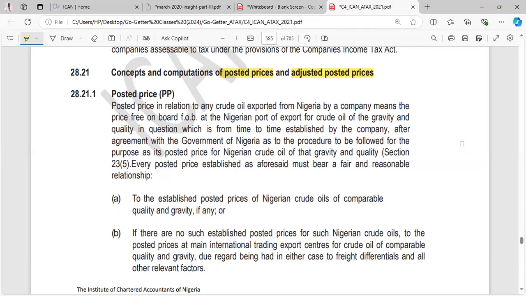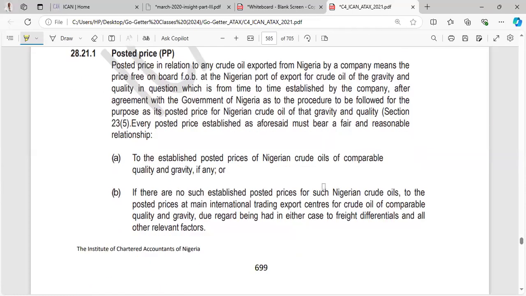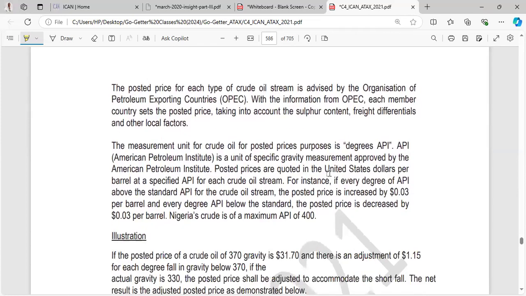So every posted price must bear a fair and reasonable relationship to, one, the established posted price of Nigerian crude oil of comparable quality and gravity, and or if there is no such established posted price for such Nigerian crude oils, to the posted price at the main international trading ports of comparable quality and gravity, due regard being had in either case to freight differentials and other factors. We'll talk about this. So normally every price must be comparable to the quality and gravity. You're going to be seeing some things like degree.